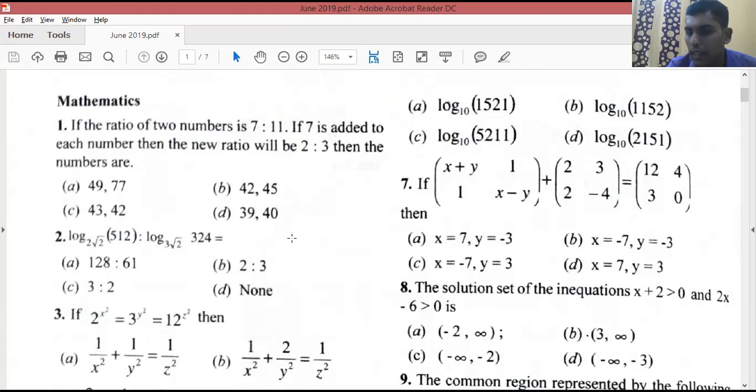x plus y, value of x, take the first option 7 and minus 3. 7 minus 3 is actually 4. 4 plus 2 is 6. So the first condition is not getting satisfied. Leave that. Option B, minus 7 minus 3 is minus 10. Minus 10 plus 2 is minus 8. That is not equal to 12. Leave that also. Minus 7 plus 3 is actually minus 4. Minus 4 plus 2 is actually minus 2. That is also not equal to 12.